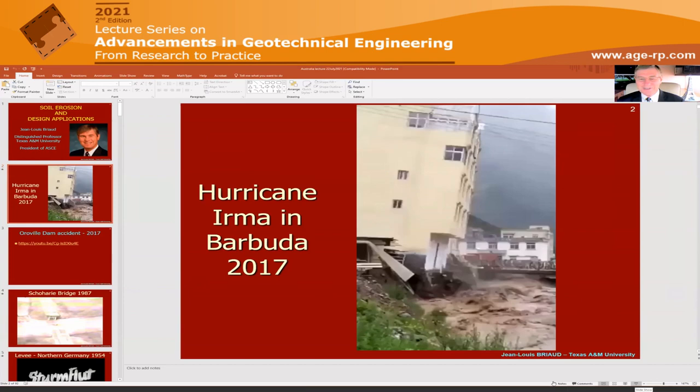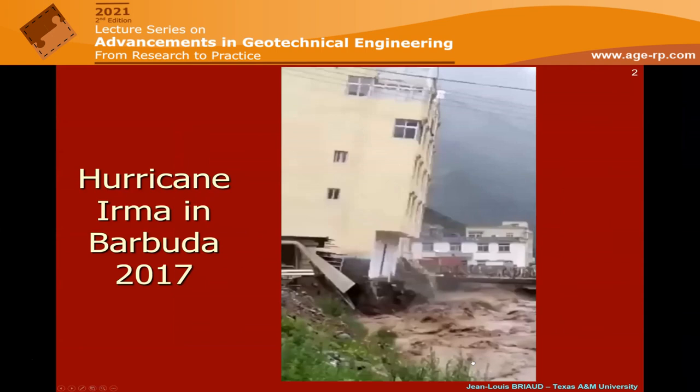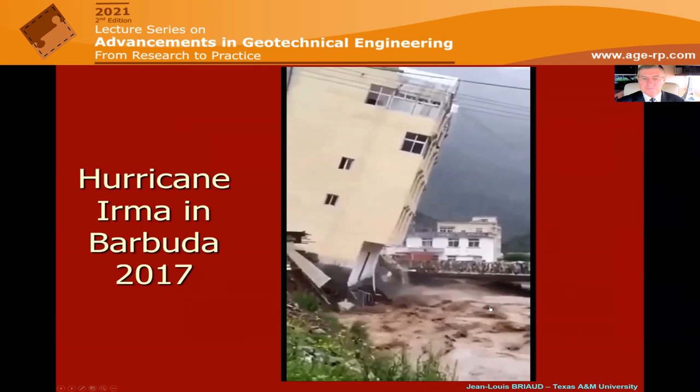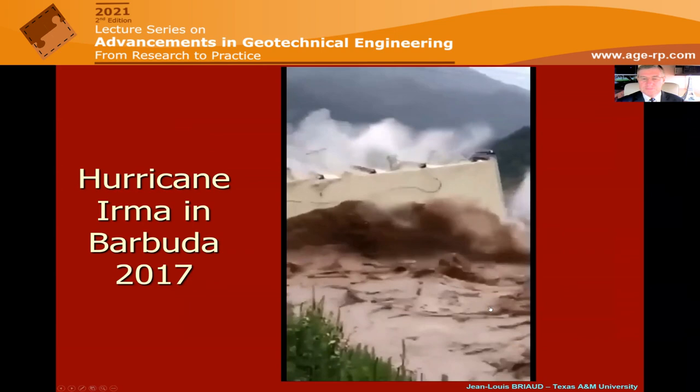So here's an example. This is a movie, but before I start the movie, I wanted to show you the river is coming this way and it's a meander. It takes a corner here and it's eroding the foundation of this building, and see what happens as the erosion takes place. So the meander migration is definitely a problem.